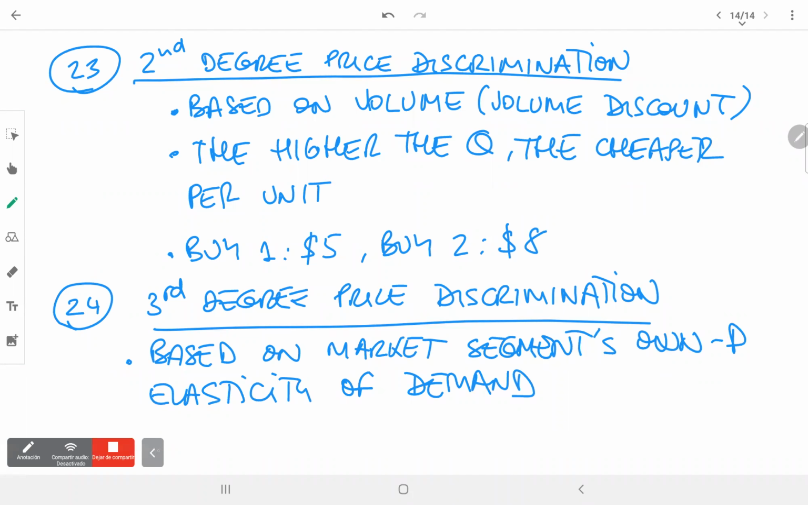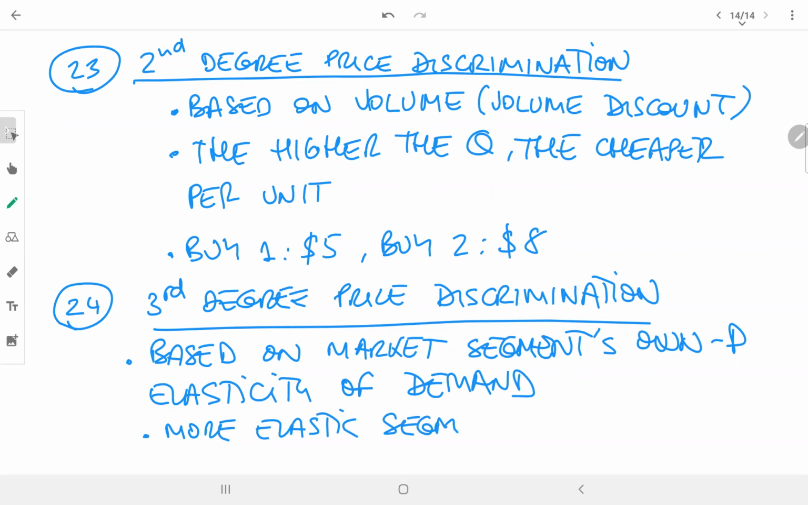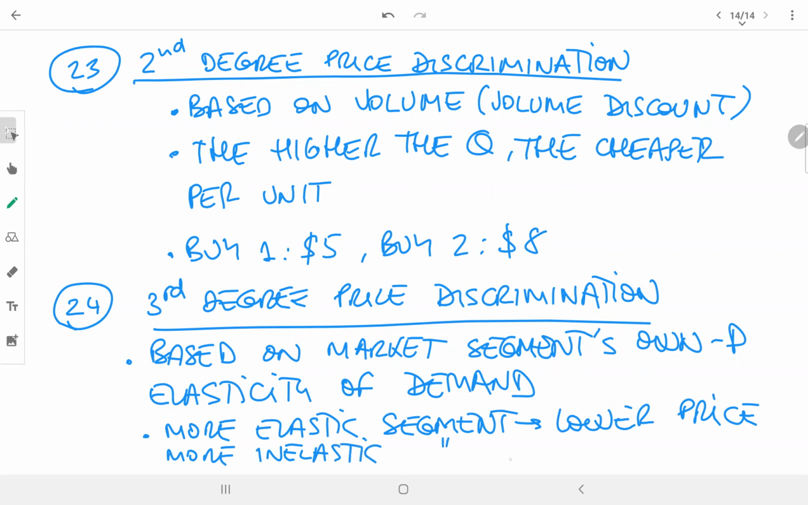So if you have the more elastic segment, will have a lower price. And the more inelastic will have a higher price. Can you think of any examples?